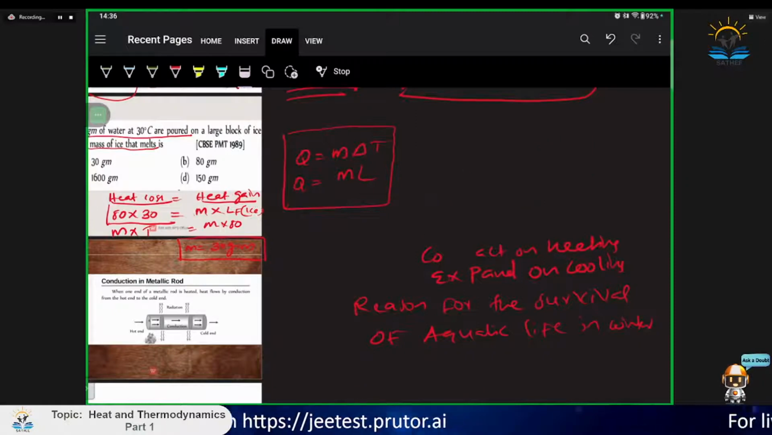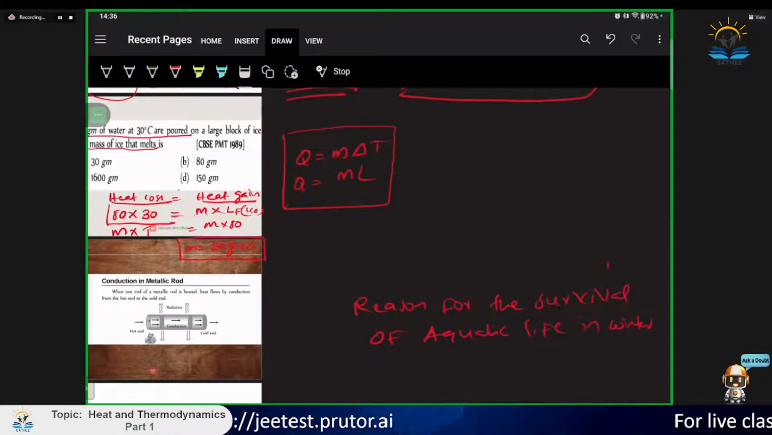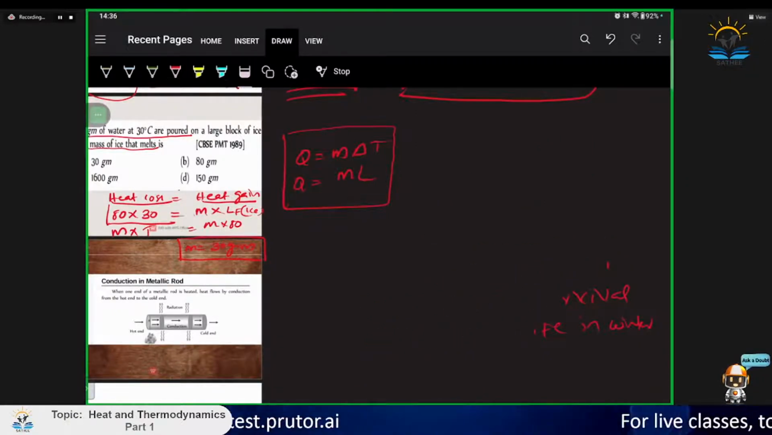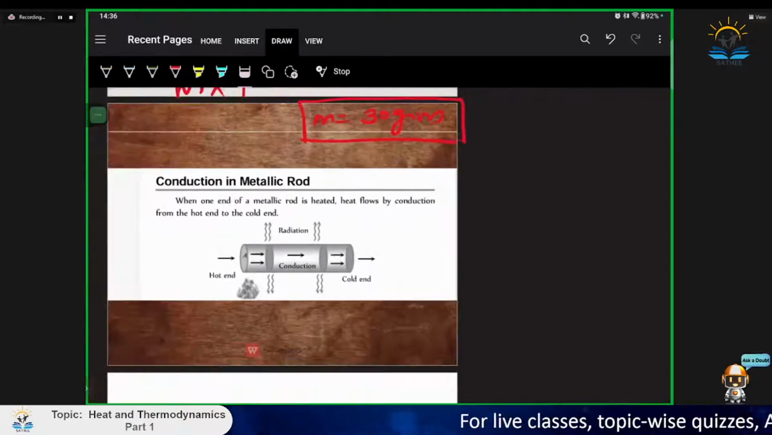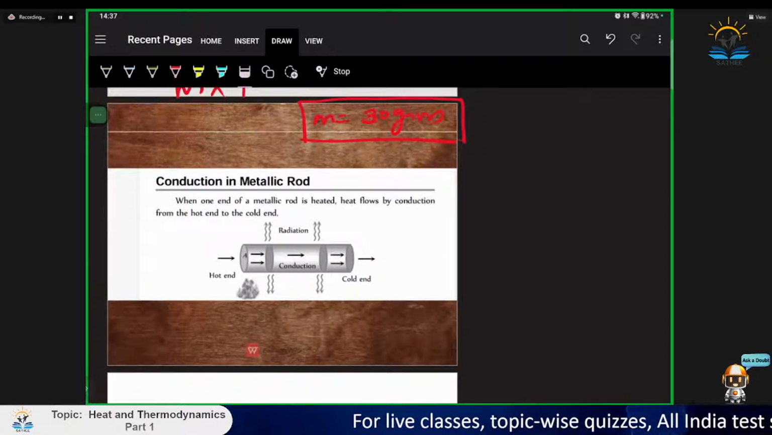I'm removing this. I hope everyone understands the concept at least. Now we are moving to another important topic of today's section: conduction in metallic rod.